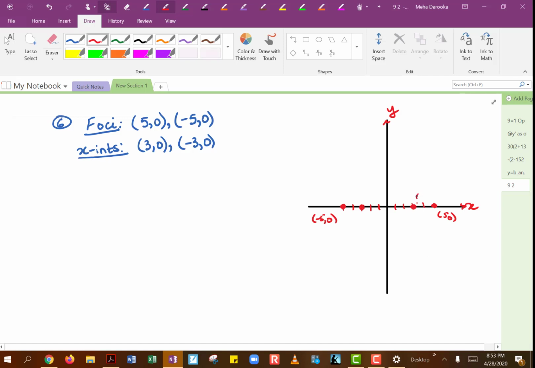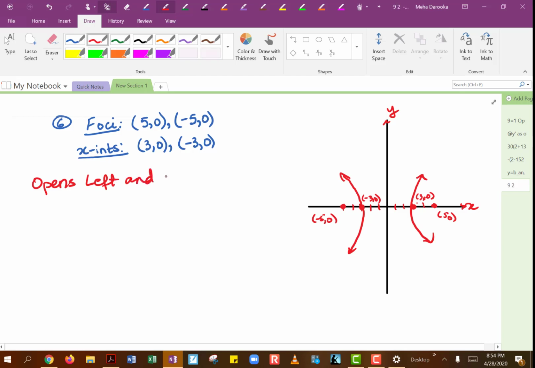So again, if your x-intercepts are at (3, 0) and (negative 3, 0), that's telling you that this is a hyperbola that is opening left and right. And this is again just a rough sketch over here. So again, it opens left and right.